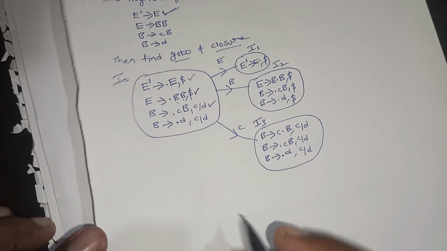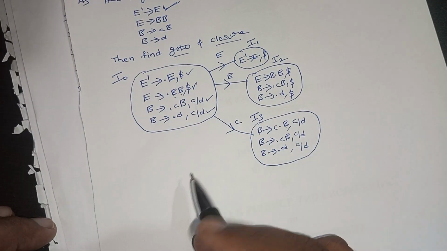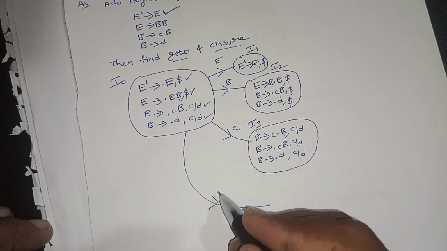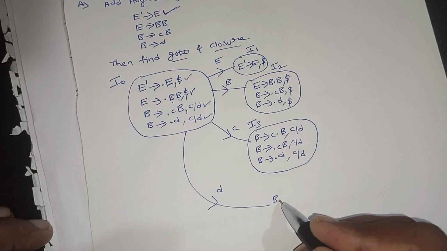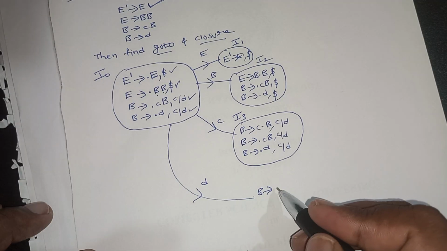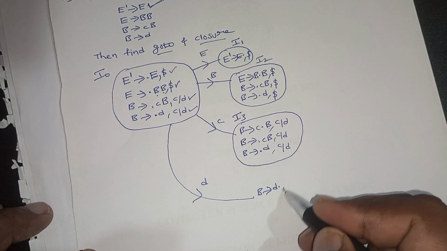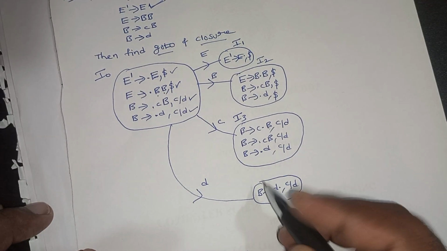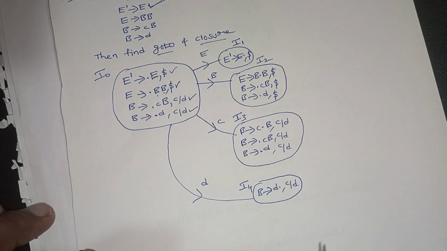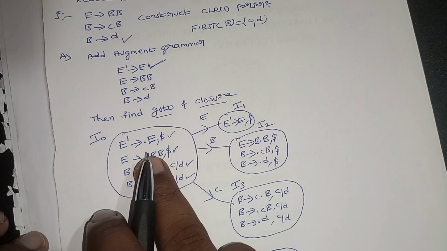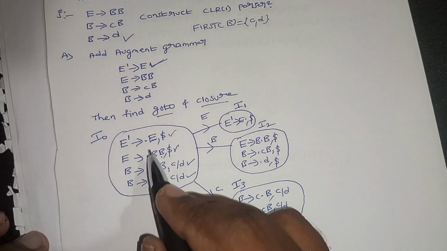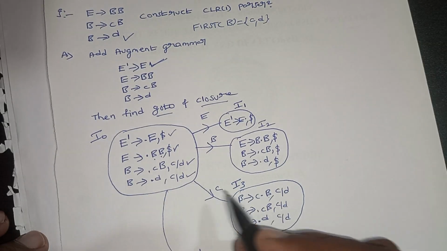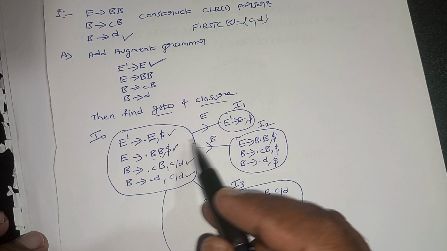Now last one. This is the one. What you have to do? You have to add like this. So B tends to, go to operation I am performing, D dot, comma C by D. This is I4. Okay, now I0 is over. So for I0 you have done all the go to operations. For all the rules in this I am performing go to and closure.